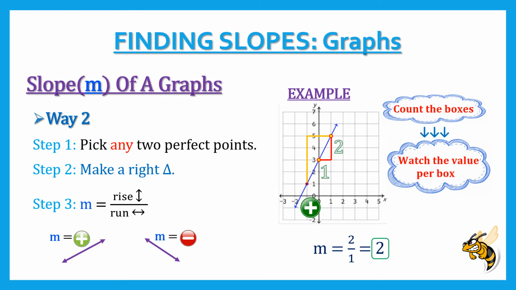Let's try another triangle to see if it makes a difference which 2 points you pick. In this case, the run is 2 and my rise is 4. Remember, it's rise over run. We know the slope is positive. So m will equal 4 over 2, which still comes out to be 2. So it doesn't matter which 2 perfect points you pick. The answer will always be the same.